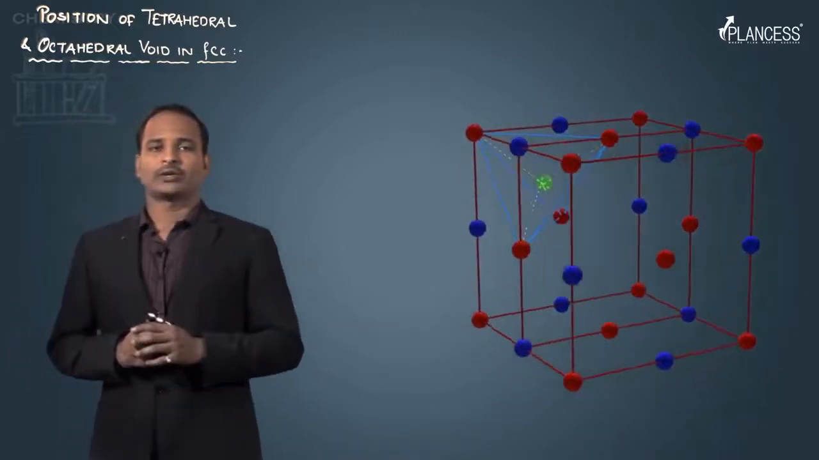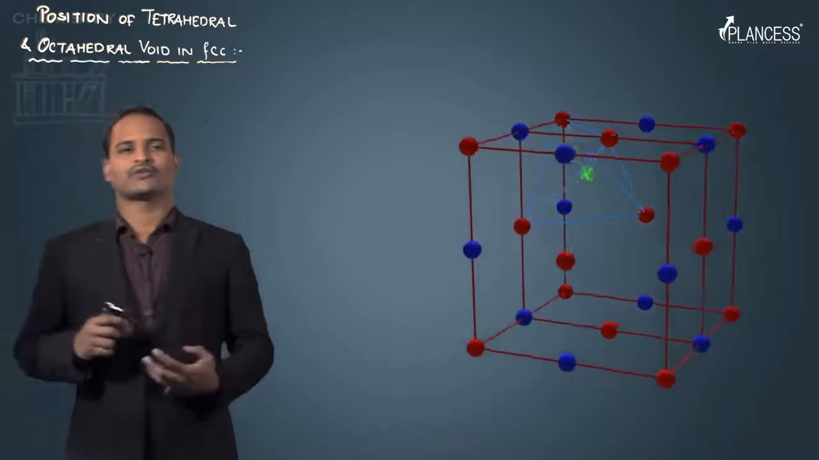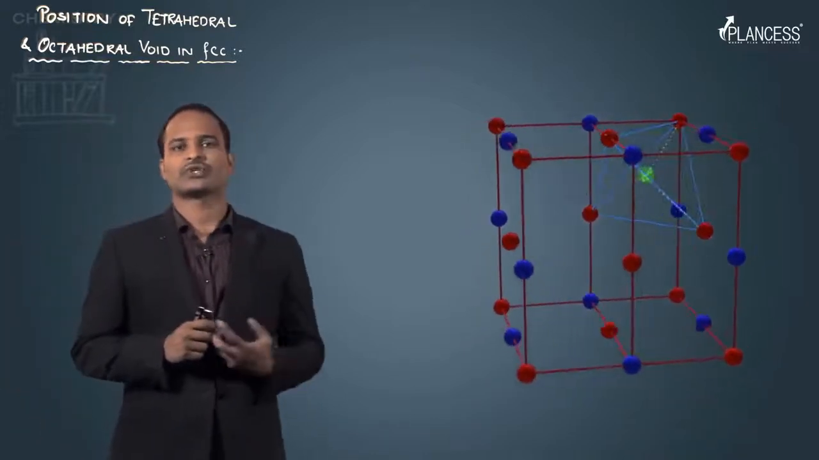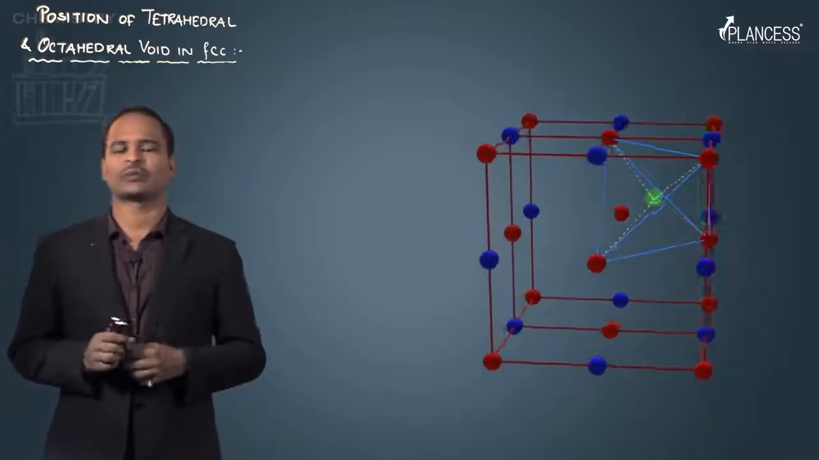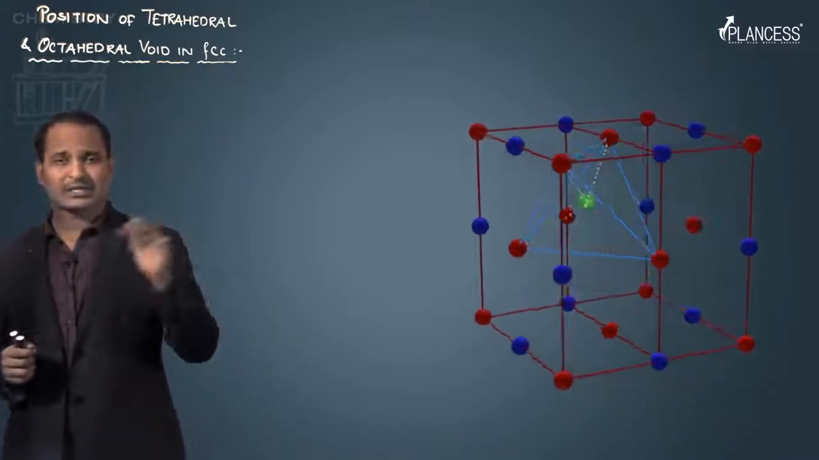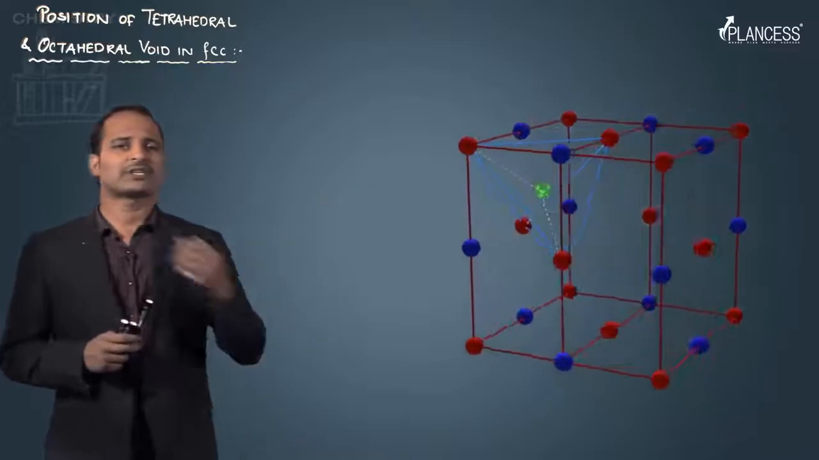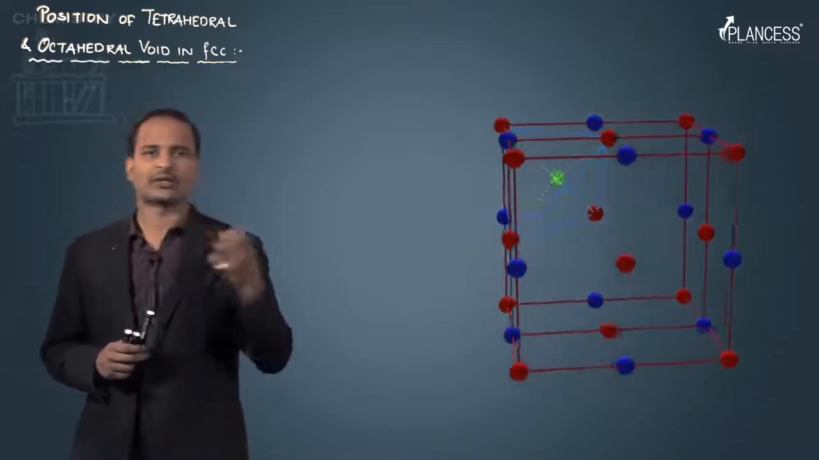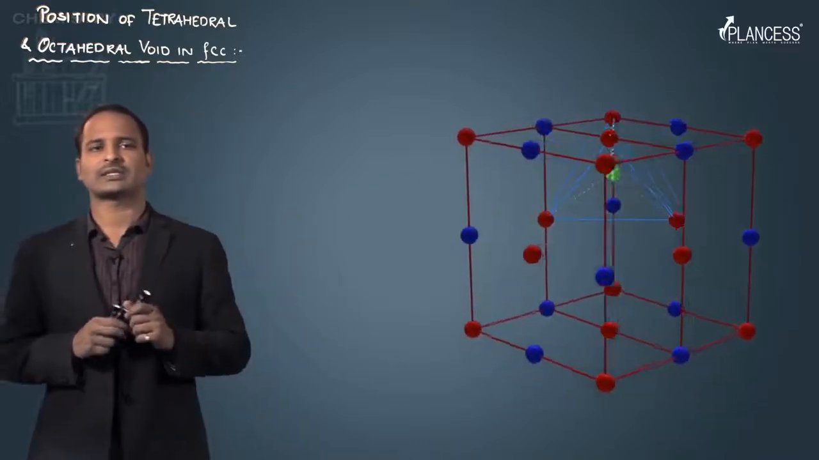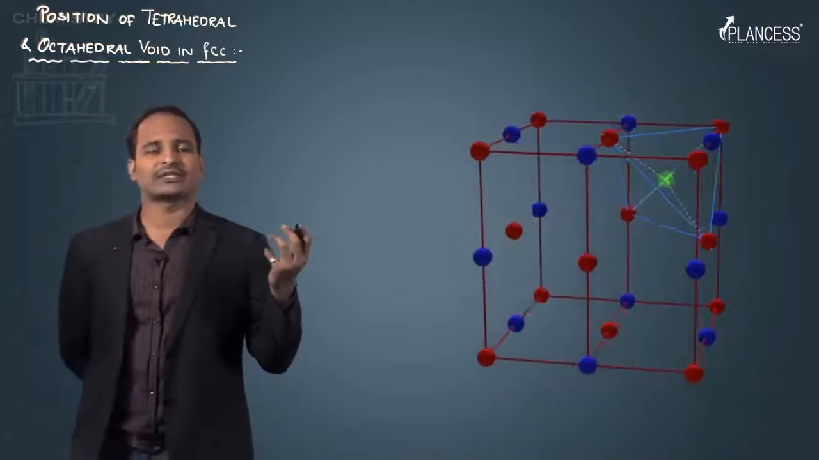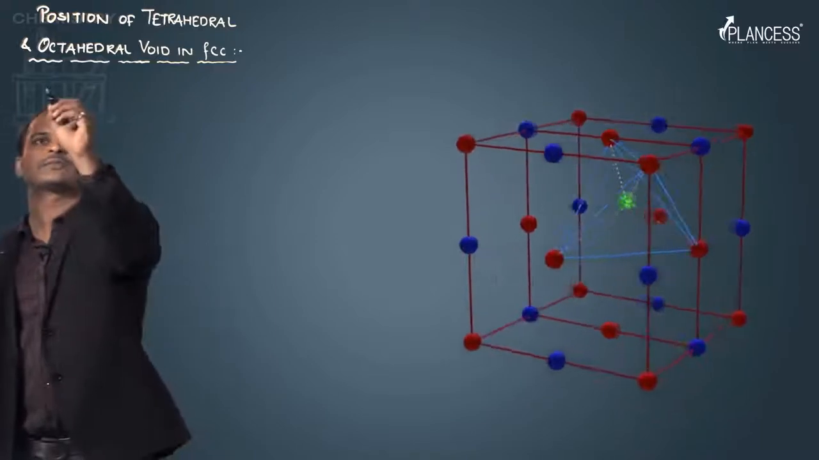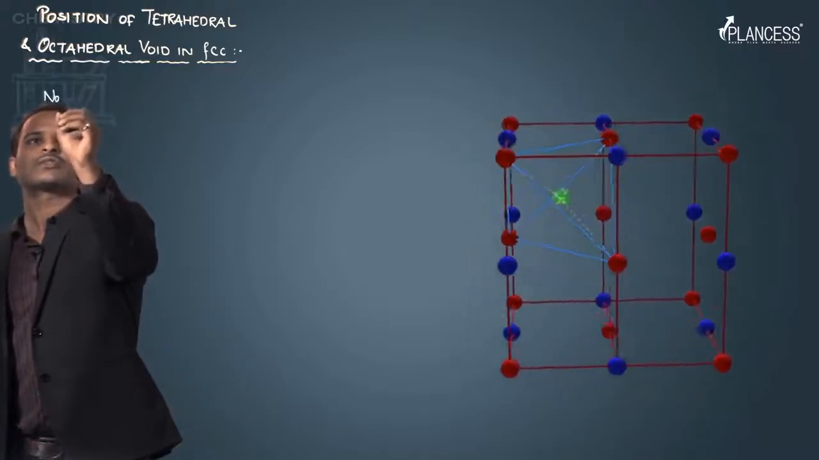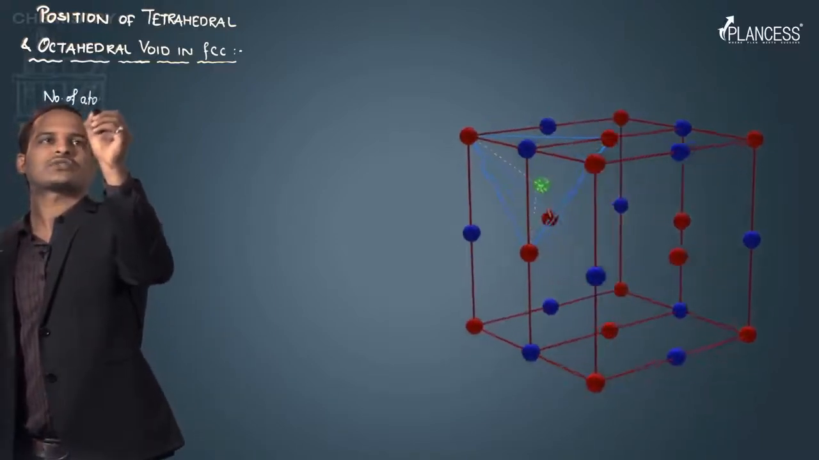Now I know the relation that if there are n number of spheres, then the number of tetrahedral voids is 2n. Now let's see the same relation here. In this face-centered cubic cell, how many particles or atoms will there be in FCC?